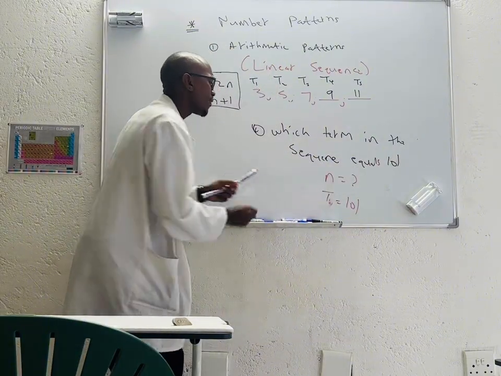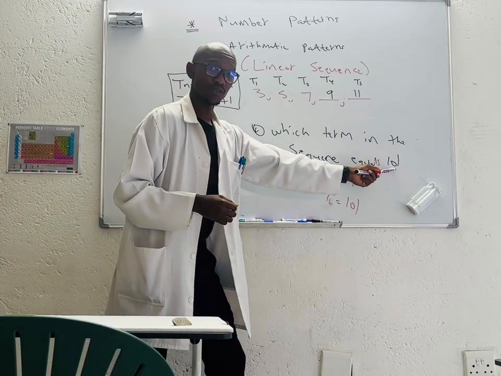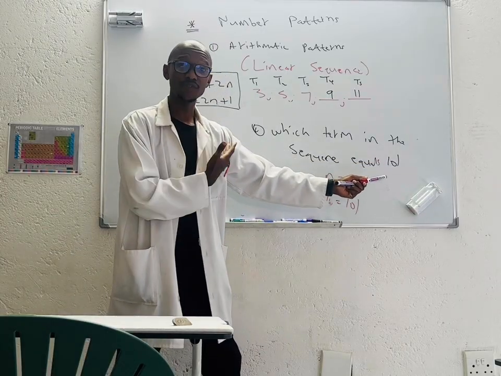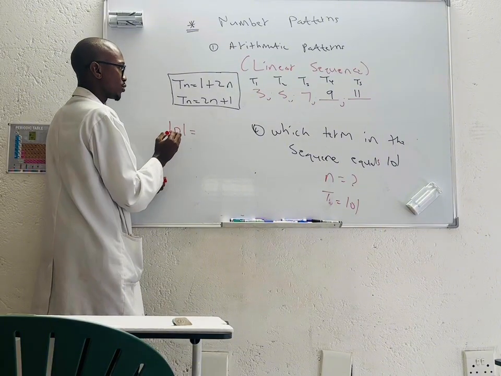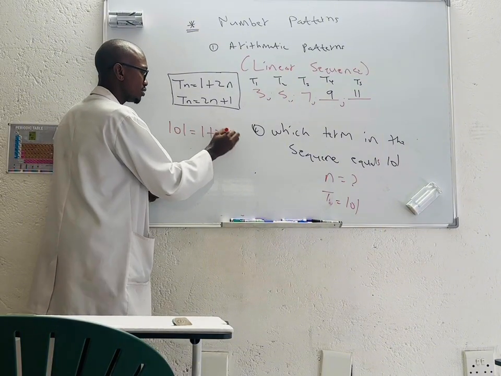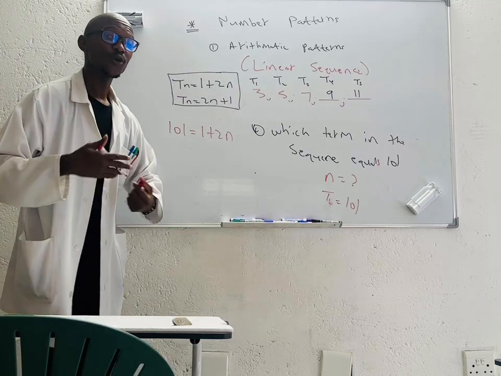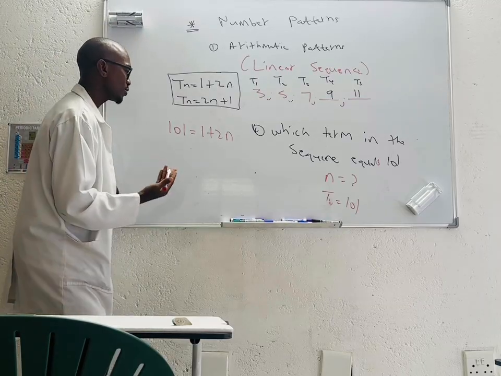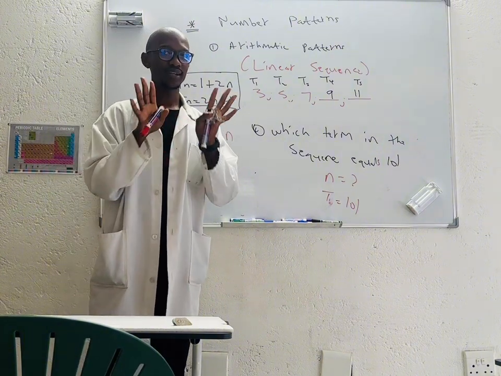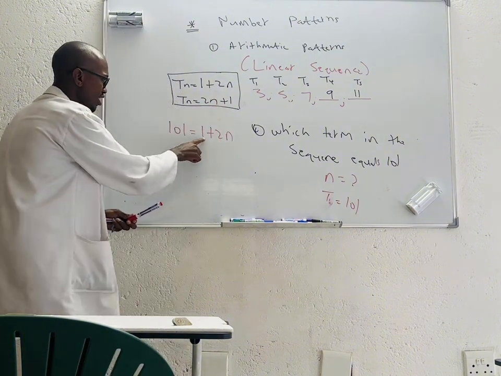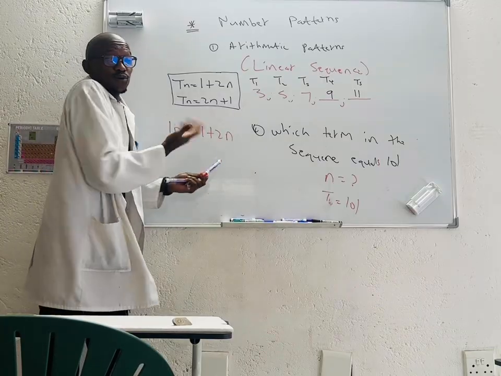So for us to find the position of the term, we are going to take this value and put it where it belongs in the formula. This is our formula. We're going to say 101 equals 1 plus 2n, and from there you're going to solve. To solve, we need to put the like terms together. If you check, this one is just 1 and does not have a letter, and this one also does not have a letter.